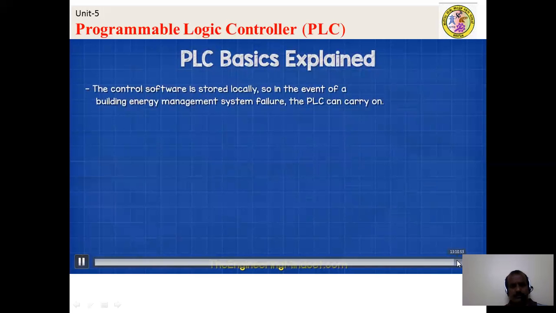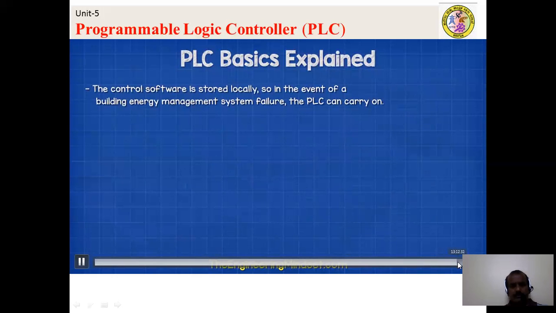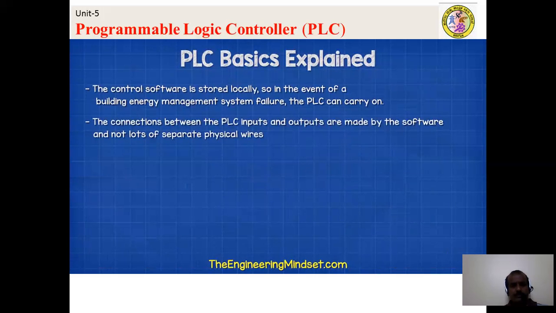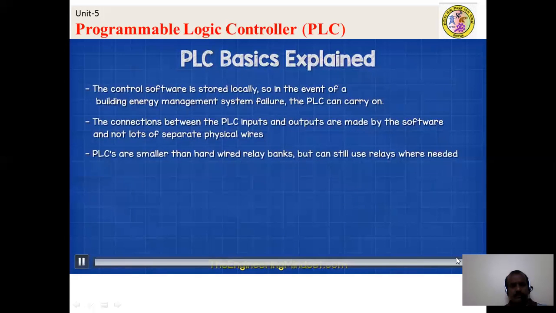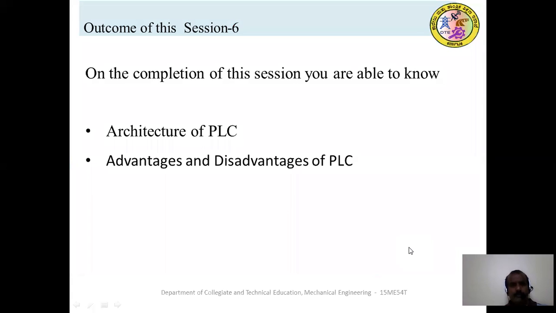There are many advantages of PLCs, but some of the main ones are as follows. The control software is stored locally, so in the event of a building energy management system failure, the PLC can carry on working. The connections between the PLC inputs and outputs are made by the software and not by lots of physical wires. PLC installations are smaller than hardwired relay banks, but they can still use relays where needed. PLCs are much easier to reprogram. Fault finding is easier and faster. You can load the same program onto multiple PLC units to save time.